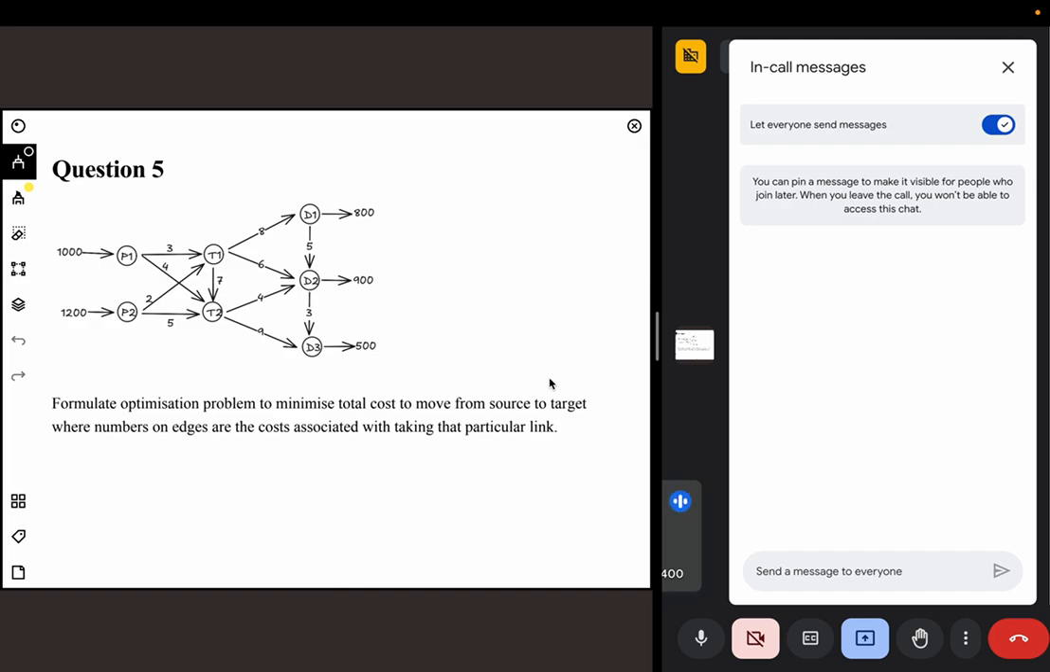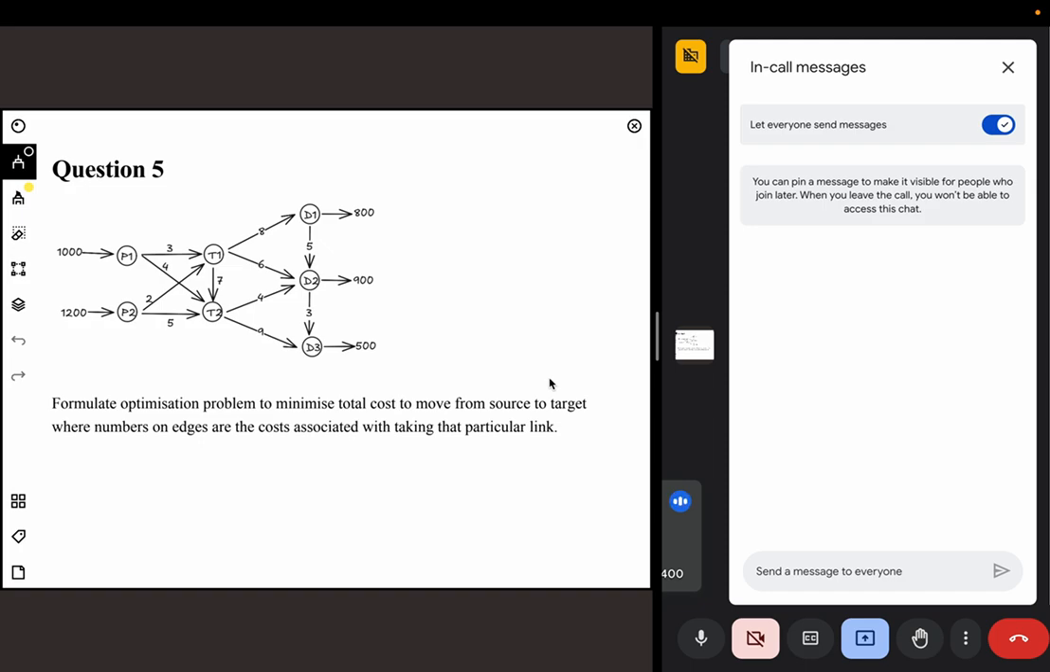Okay. So this is one problem where you have two sources, P1 and P2. D1, D2, D3 are the destinations. T1, T2 are something in between. So these are the costs associated if you take that particular link. If you go from P1 to T1, it will be 3 units. P1 to T2, it will be 4 units. So these are some costs associated with those particular links.